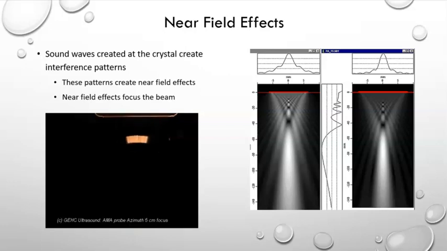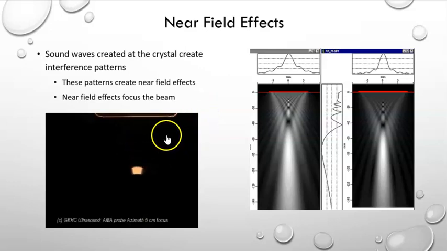So here we can see an actual wave coming off of a transducer, and as it travels down the image, you can see it narrowing and then starting to diverge slightly at the very bottom of the picture. So sound wave near field effects, and we talked a little bit about this before, are what cause the narrowing of the sound wave. These patterns are interference patterns, and they focus the beam.